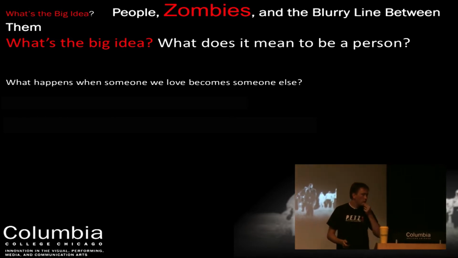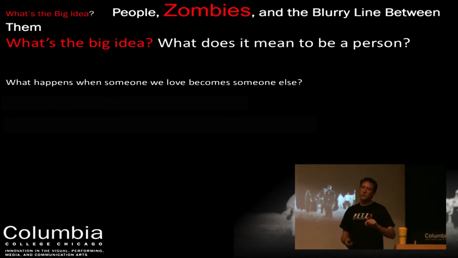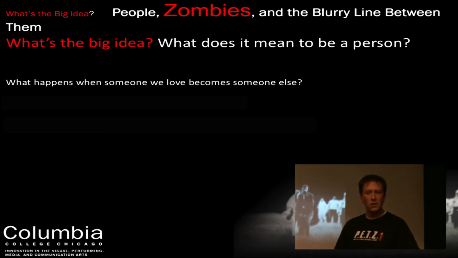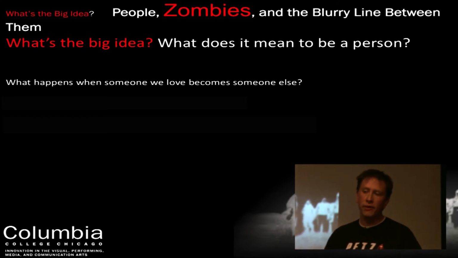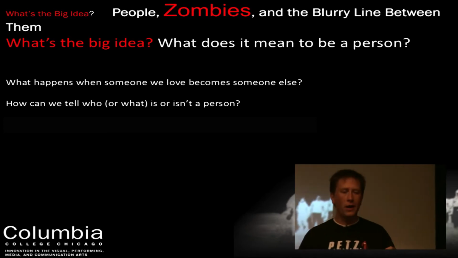So the first question, what happens when someone we love becomes someone else? This is, of course, at the heart of many zombie movies, right? The person is bitten, they turn into someone else, right? But I think that there are analogs to real life that are much more interesting as far as understanding philosophy. How do we tell who or what is or isn't a person, right? Where do we draw that line for personhood?